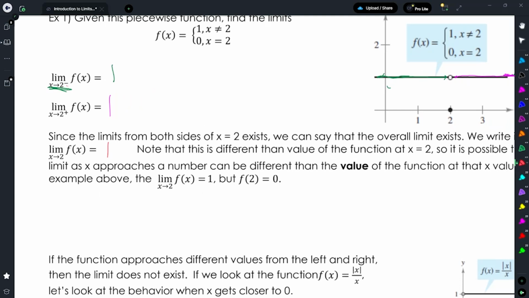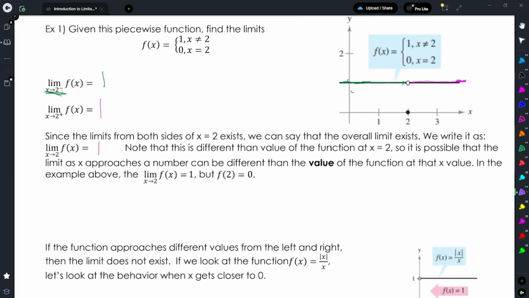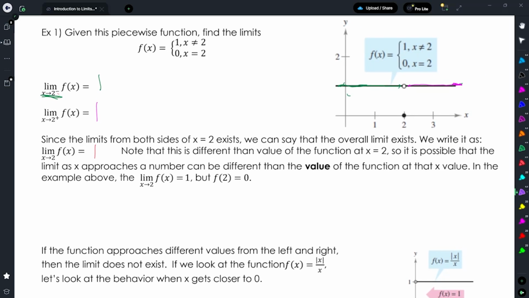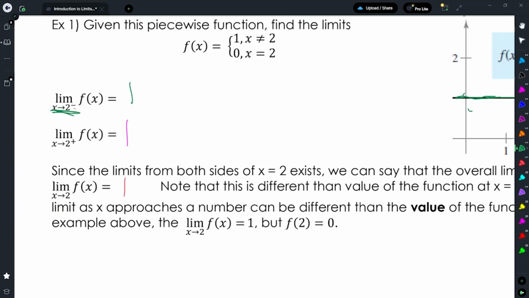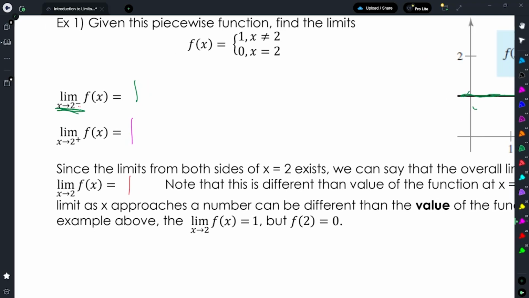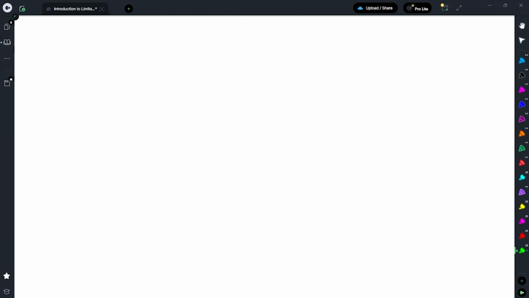I want to note that this is different from the value of the function at x equals 2. So again, if we're looking at this graph, there's a closed dot down here. So what that means is the value of the function at x equals 2 is 0, but the limit as x approaches 2 is 1. So that is a key difference. We talked about why the limit is 1, because the left and right side limit is the same, but that's different than the function's value.